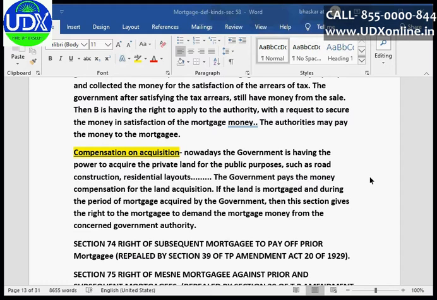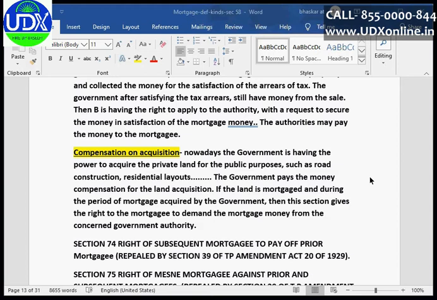So there, this section says, the mortgagee may get the money from the mortgager if the mortgager can pay, or if the government has acquired the property and is taking time for the payment of the compensation to the mortgager or to the owner of that land, then the mortgagee may wait or he may not wait.